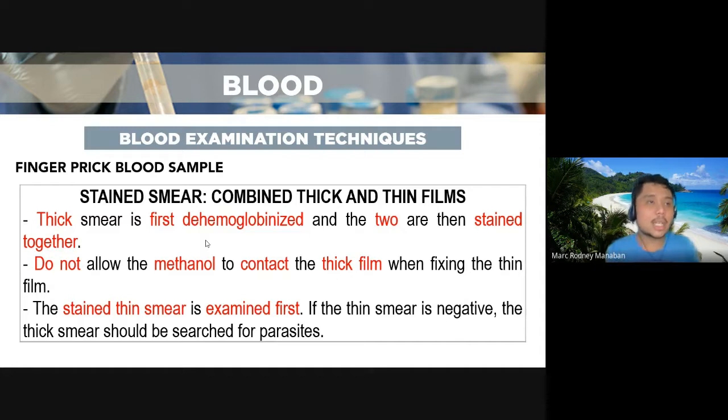It could be negative in the thin smear because of low parasitemia, a low amount of parasites, so nothing was seen in the thin smear. But in the thick smear, because a larger amount of blood is used, there are higher chances, a higher likelihood of recovering your parasite. Okay, all right. So that's your combined thick and thin films.